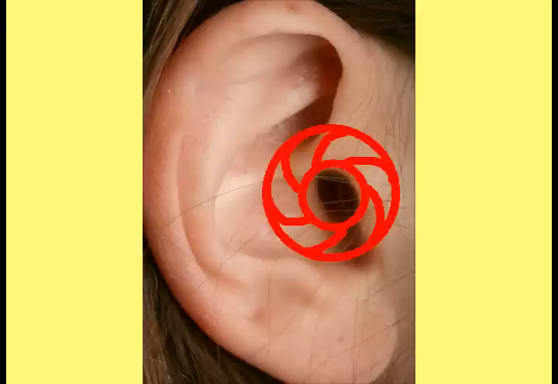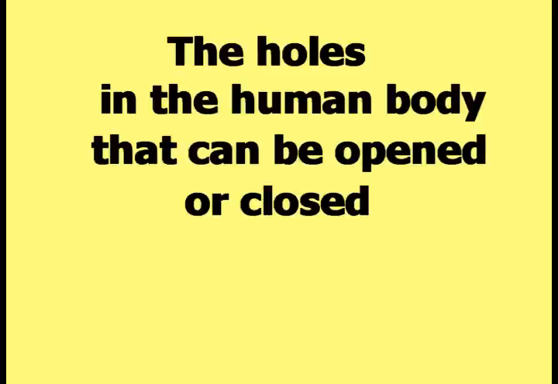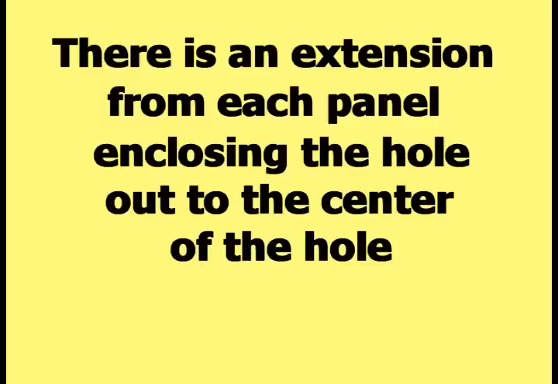This picture shows outlines of the spiral panels that grow out from within the body to surround one of the permanently open ear holes. The holes in the human body that can be opened or closed are also constructed from spiral panels that grow from within the body to surround the empty space of the hole, with one modification. There is an extension from each panel enclosing the hole out to the center of the hole.